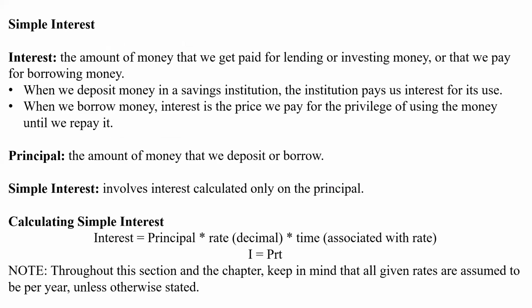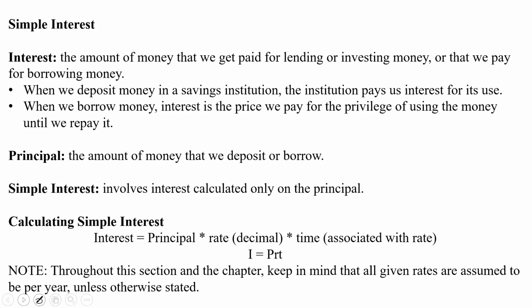When we deposit money in a savings institution, the institution pays us interest for its use. When we borrow money from that same institution, interest then is the price we pay for the privilege of using the money until we repay it. Now, the principal is the amount of money that we either deposit or we borrow. Simple interest involves interest calculated only on the principal. And so that's the most basic kind of interest we can get, and so it's also the easiest calculation.